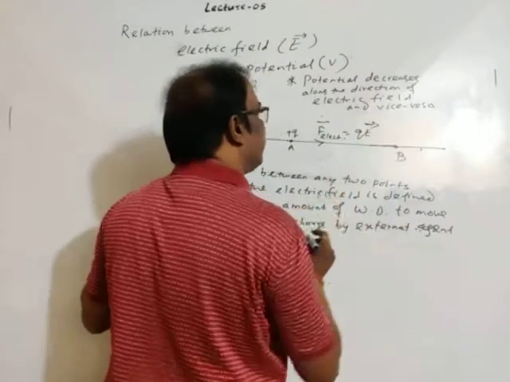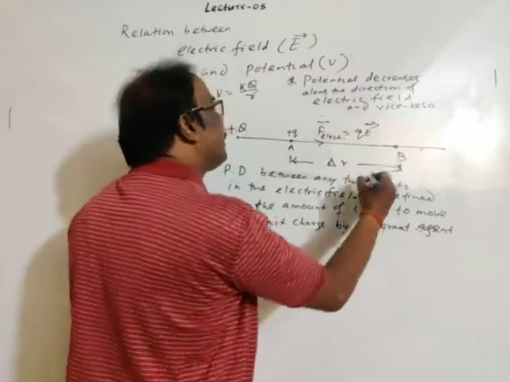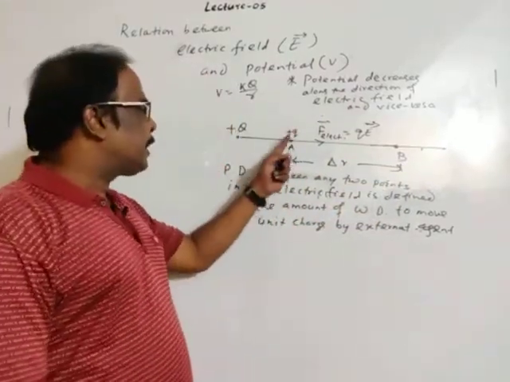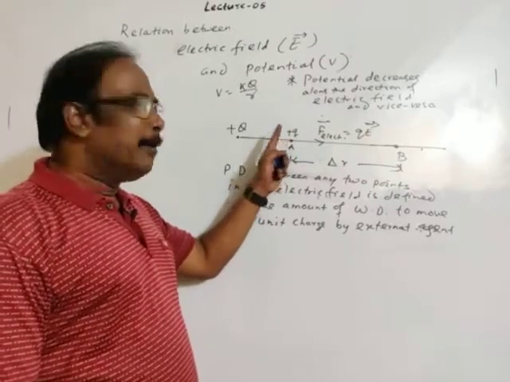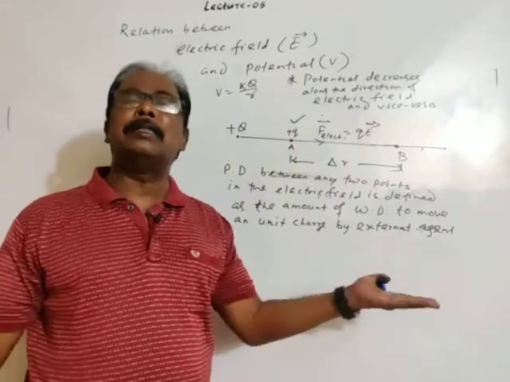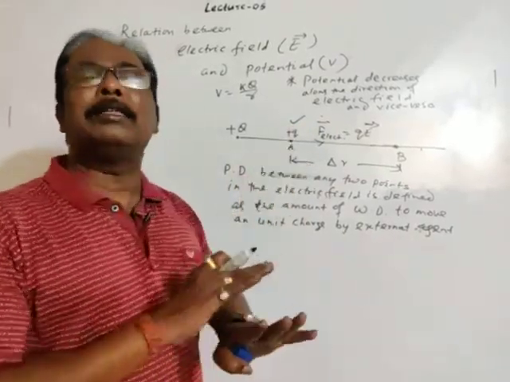These are the 2 points. Let the distance between A and B be delta R. See, if we place a charge plus Q here, at position A, and it is released.